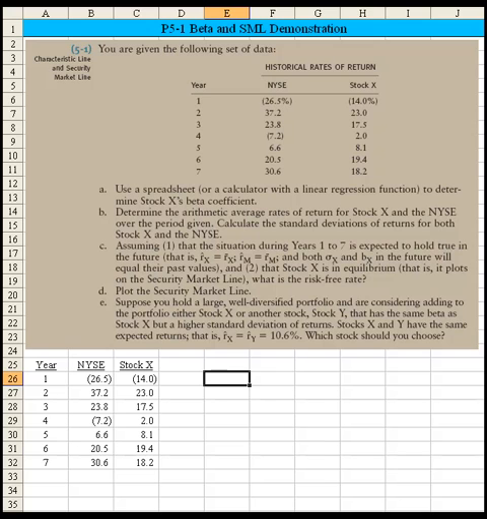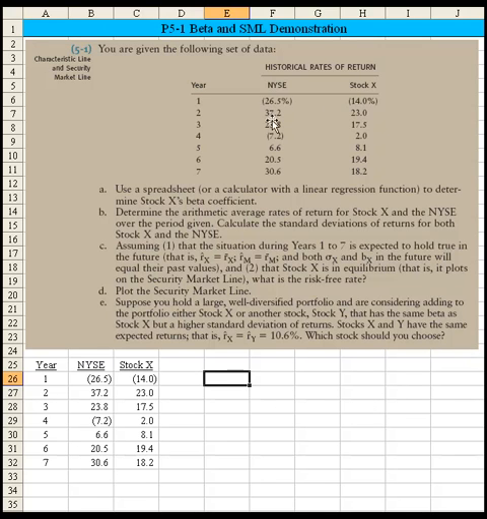Then on part B, we're asked to determine the arithmetic average rates of return for stock X and the New York Stock Exchange, covering the periods given, and calculate the standard deviation of the returns for both stock X and the New York Stock Exchange. Let's cover those two first.